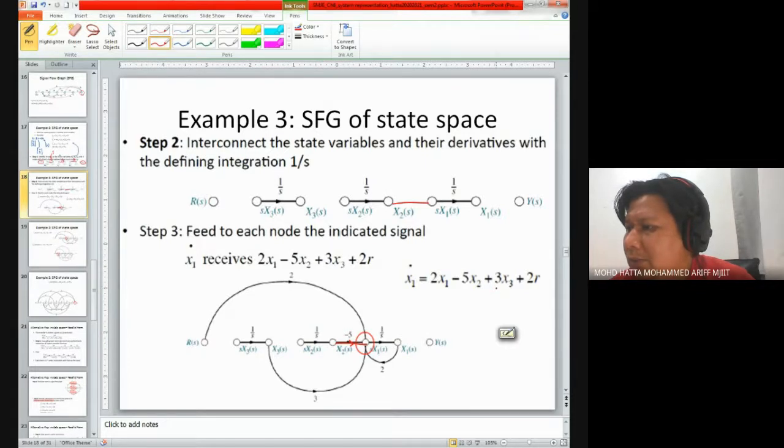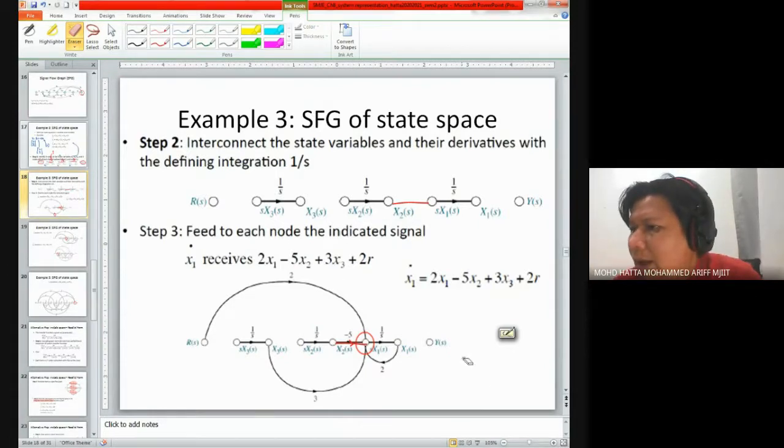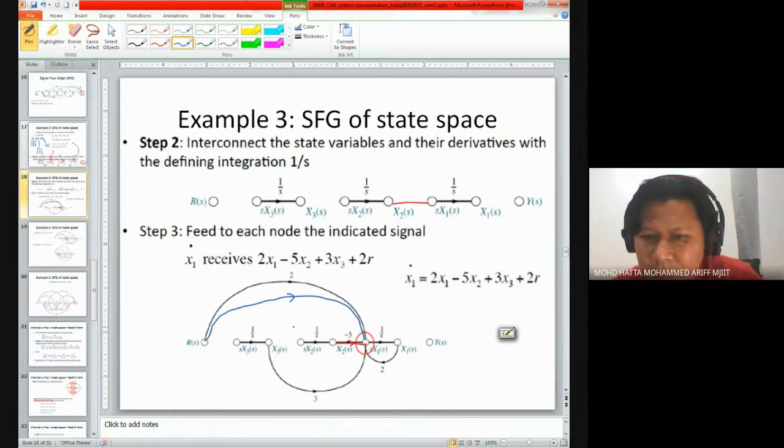For the third term, we have 3x3. So we go to the x3 circle over here and draw a line towards x1 dot and put the value as a positive value of 3. No need to put positive over here, because without any sign the element is a positive value. And the last one is 2r. 2r means that we go to the r point, the circle of r, and draw a line towards this x1 dot. Then don't forget to put an arrow to it.